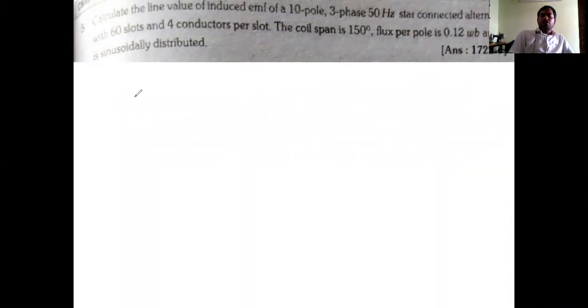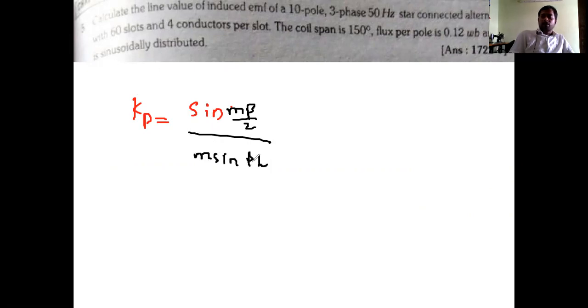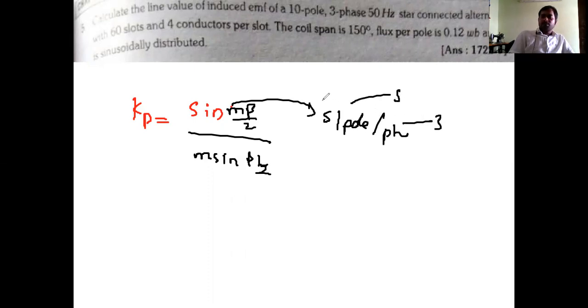but in case of Kd, sin m beta by 2 by m sin beta by 2. But in your diploma level, m they give directly, number of slots, and number of poles, number of phases. They will give 3 directly. Number of poles you will be given directly, number of slots will also be given directly. These two directly, and this is also three phase directly.